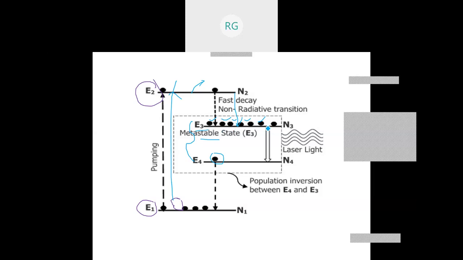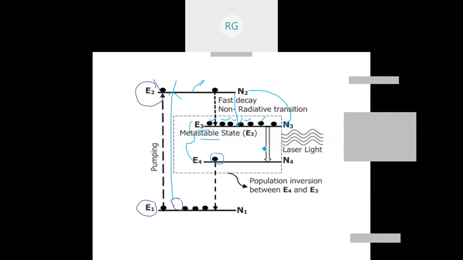But the atoms, when they are coming from E2 to E3, will not emit any radiation because the energy difference between E2 and E3 is so small that the energy dissipated when coming from E2 to E3 is liberated in the form of heat. That means when the atom is coming from E2 level to E3 level, it will not emit any radiation. It will lose the energy in the form of heat. That's why we call it a non-radiative transition. A non-radiative transition is a transition due to emission of energy in the form of heat.